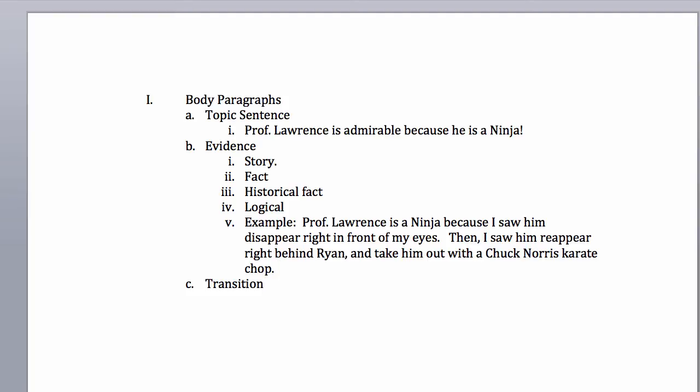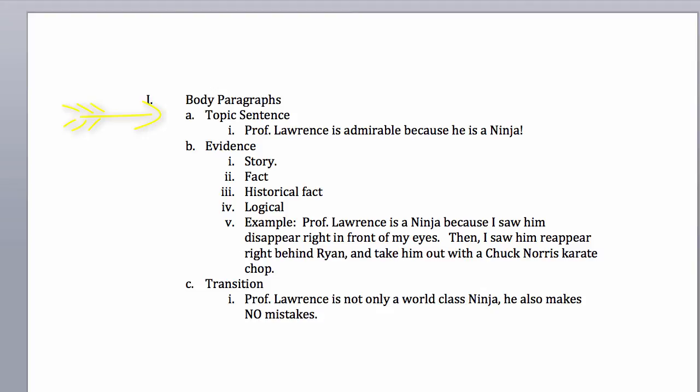Next, you transition into the next part of your paper, which is your next body paragraph, which is your next point. Is not only a world-class ninja, he also makes no mistakes. And boom. So what you have here is a movement from topic sentence, evidence for that topic sentence, and then a transition to that next paragraph.